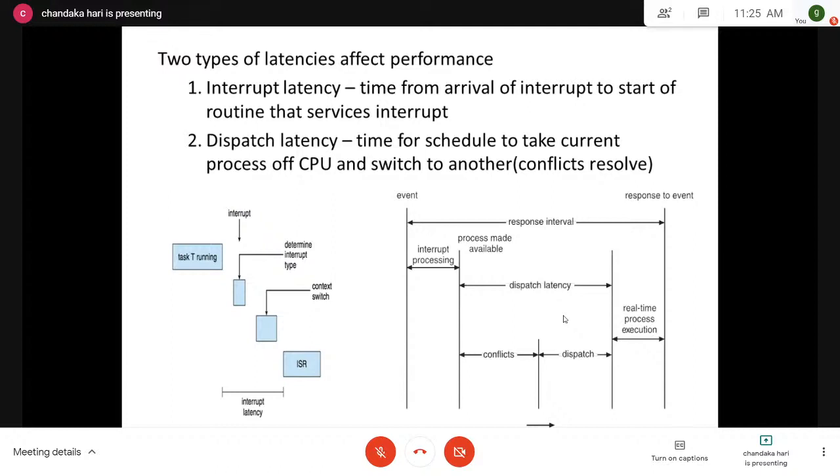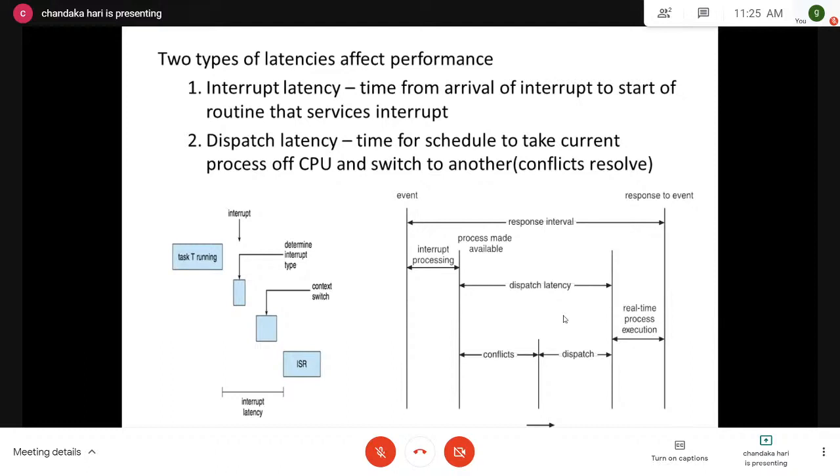Suppose you want to design a real-time operating system within this particular time limit, this is not possible. So you need to design an operating system like this. The total amount of time for resolving the conflicts and dispatching is called dispatch latency. So one year we got a question like this.